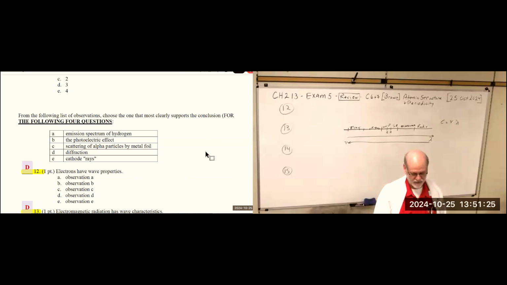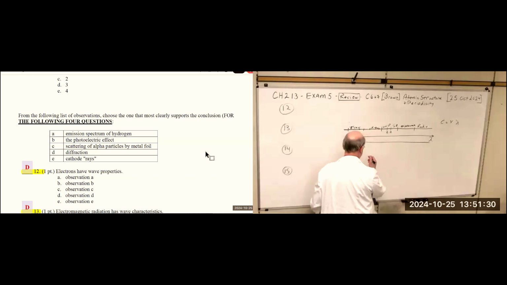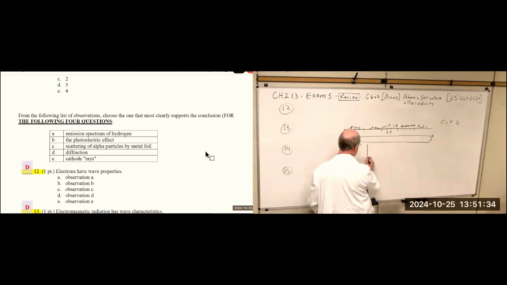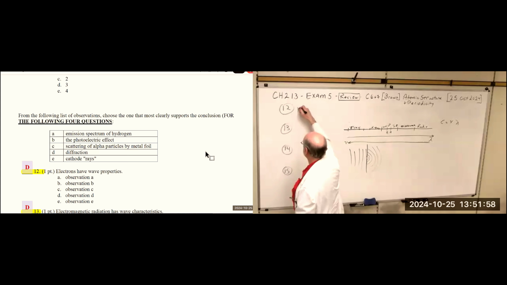Diffraction. That looks like a good candidate. What is diffraction? I could do this 2 different ways. One is to use a slit right here, like a slit in that barrier. And you got a wave coming in. And when it hits that slit, that serves as a point source for a new wave that propagates out like that. That's a property of waves, diffraction. So D is probably the best answer for 12.